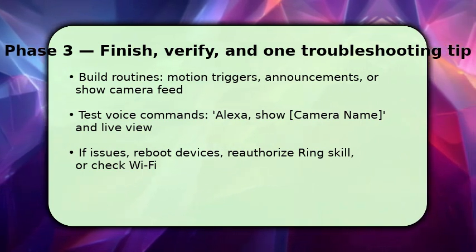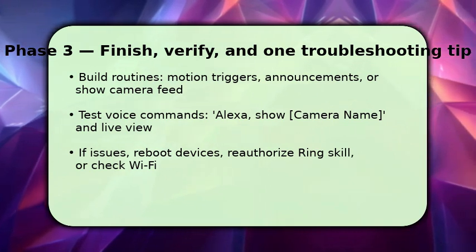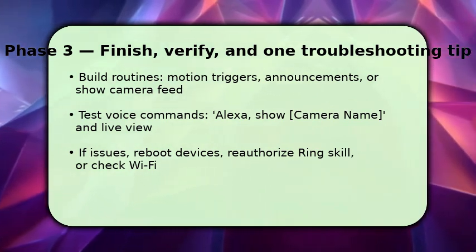If something fails, reboot the camera and Echo device, reauthorize or disable, then enable the Ring skill, and make sure both devices are on.